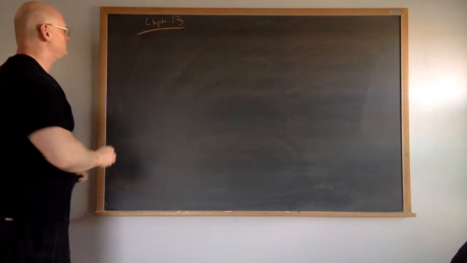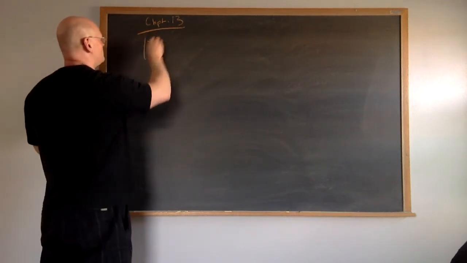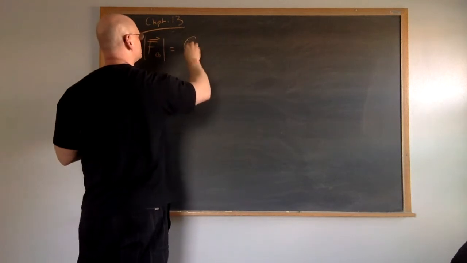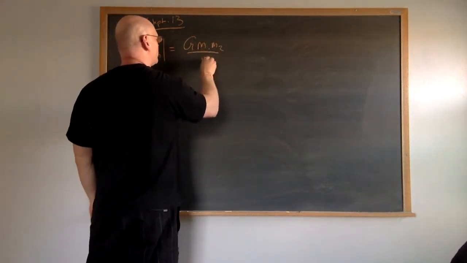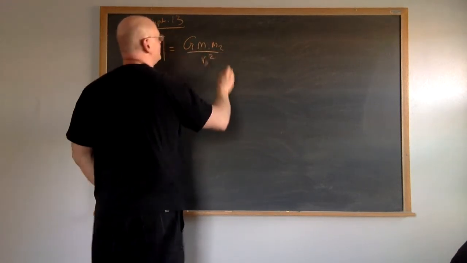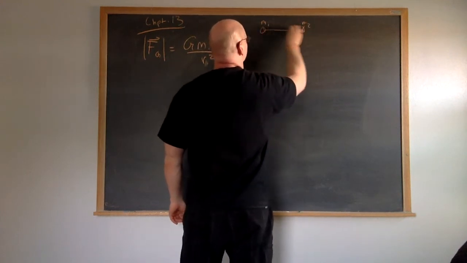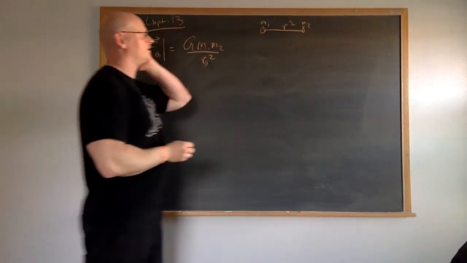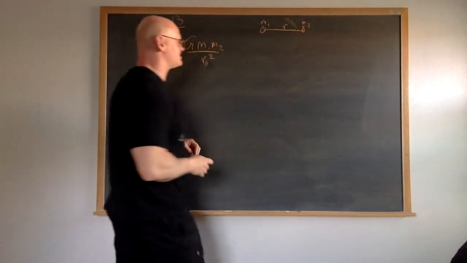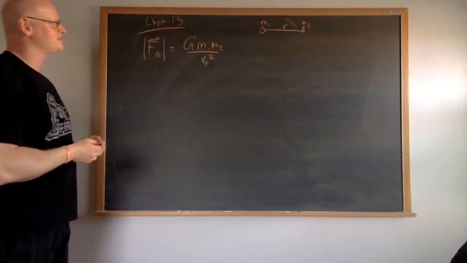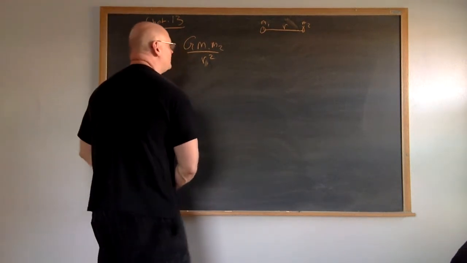So, talk about Chapter 13. First things first, is Newton's universal law of gravity. So this is that the magnitude of the gravitational force is equal to G, which is Newton's constant, times m1 times m2 divided by r squared. So here, this is m1, this is m2, and r is the center-to-center distance between these two objects. The direction of the force is attractive.